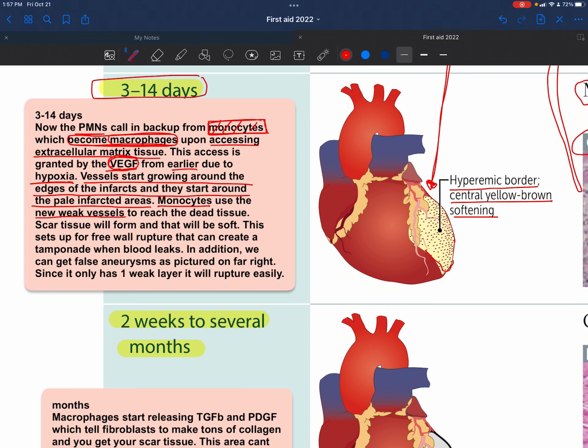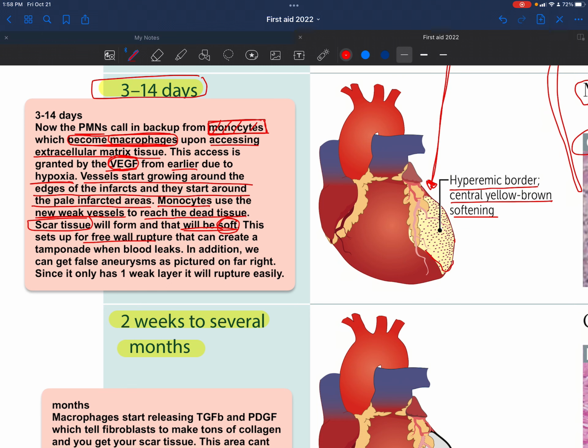So the monocytes use these new weak vessels, because these vessels are new, they're trying to solve the problem. They're considered weak, they're not tough, everything new is just weak. So the monocyte uses these new weak vessels to reach the dead tissue. The scar tissue now will form, and that will be soft. Of course, it's only the beginning, so it's a soft scar tissue.